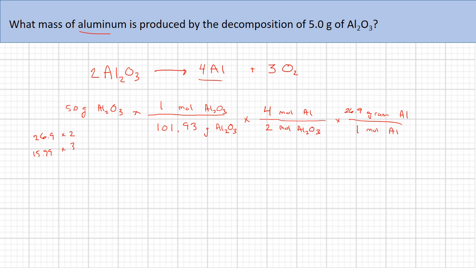So I know it doesn't look like it, but it's 5.0 times 1 over 101.93 times 2 over 4, which is 2, times 26.9. Once you plug that into your calculator, you should end up with a number that is very close to 2.6 grams of aluminum. Very, very simple once you know the process.